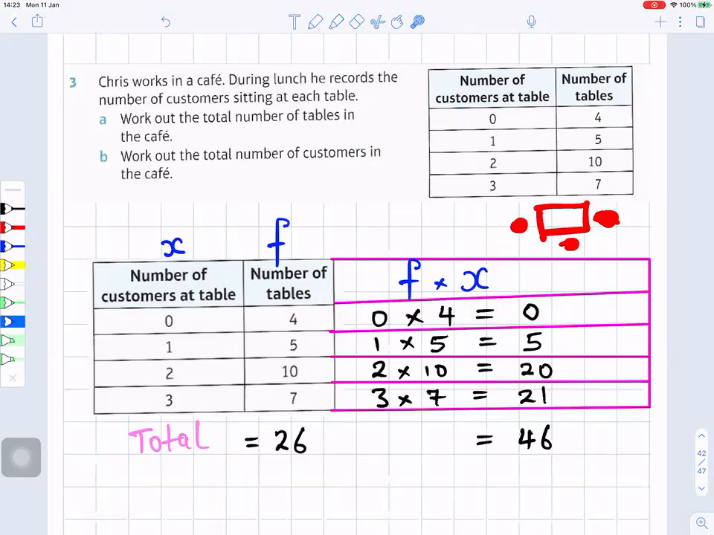So there's 46 customers in the cafe. And then the total number of customers is 46 and the total number of tables is 26. And that's all of that question 3. That's how you do questions on frequency tables like that.